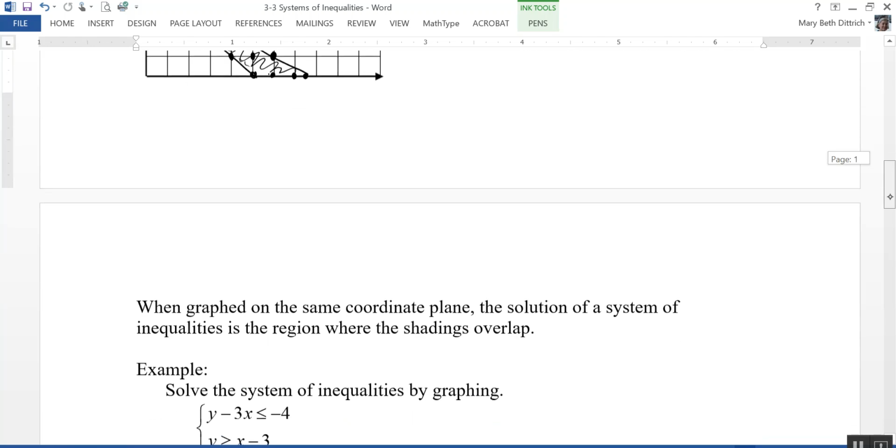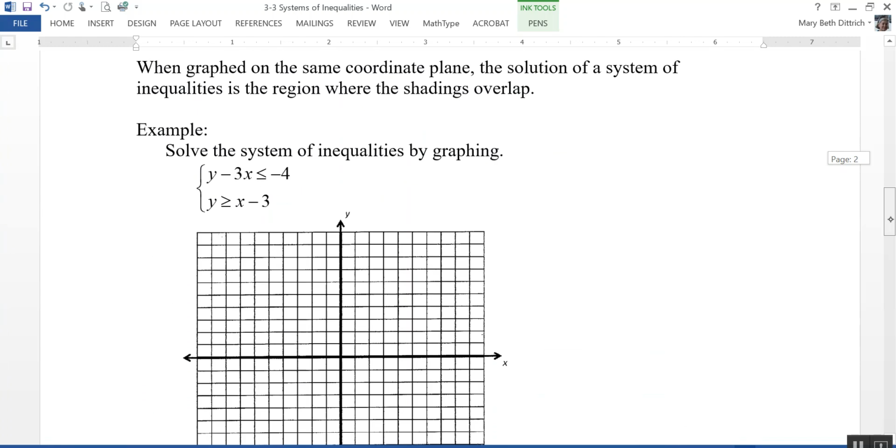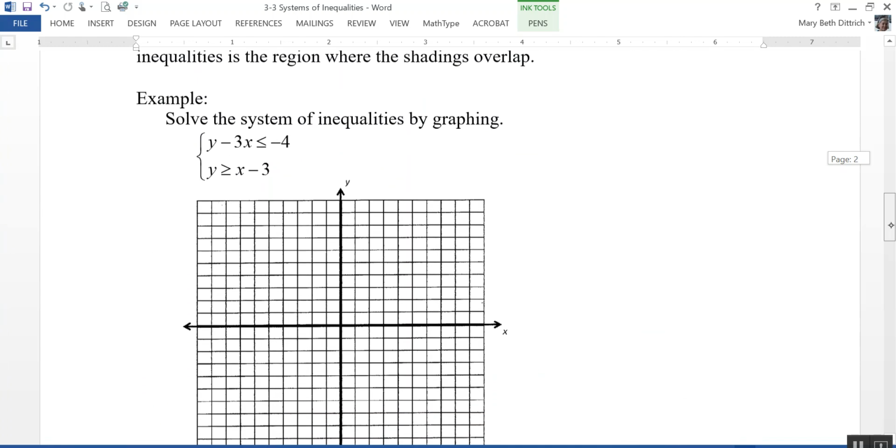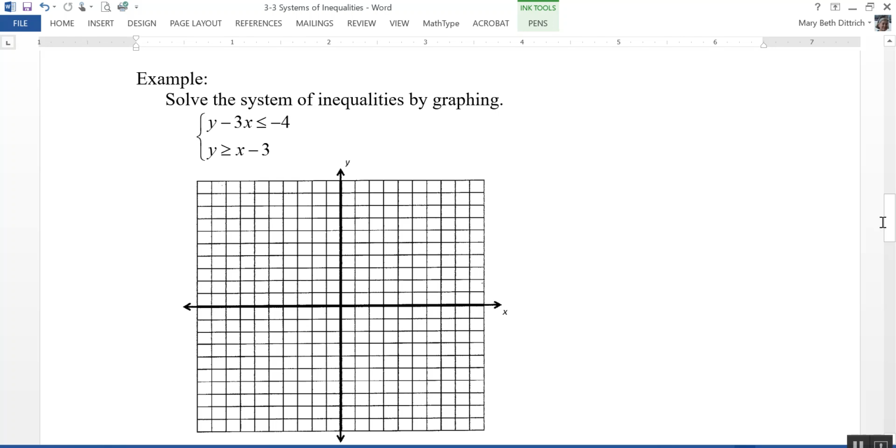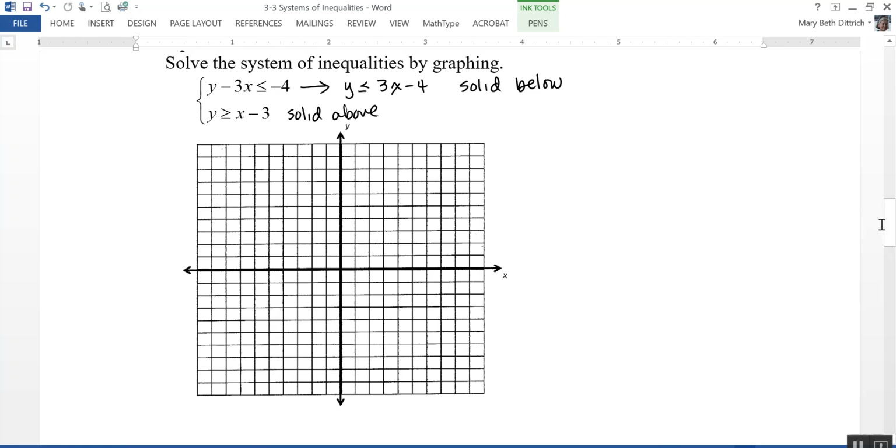But graphing is actually a really useful way to do it. And let's take a look at another example here. So here we have a system. y - 3x ≤ -4. Right away, I'm going to change that into y ≤ 3x - 4. And that's going to be a solid line. And since it's a less than or equal to, I'm going to shade below. This one is already written in y = mx + b form, and this is also going to be solid. And I will be shading above. I always like to write that out so I can keep things straight. So let's go ahead and graph that.